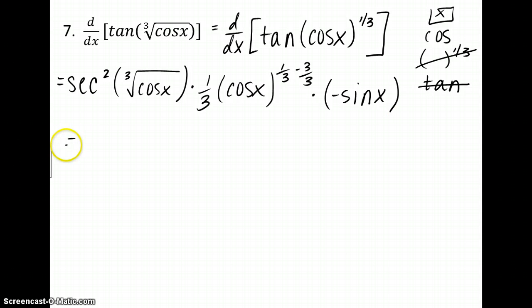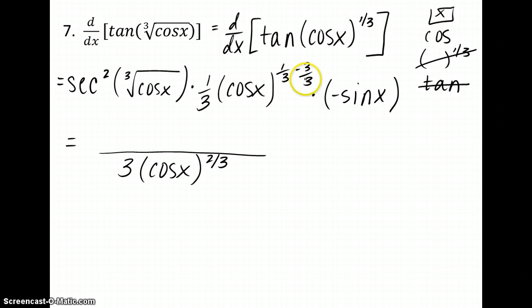One function, positive exponents. My denominator now will be the 3 from the 1/3, and then cosine x to the positive 2/3. 1/3 minus 3/3 would give us negative 2/3. So this whole expression needs to be brought to the denominator. And we have negative sine x secant squared of the cube root of cosine of x.